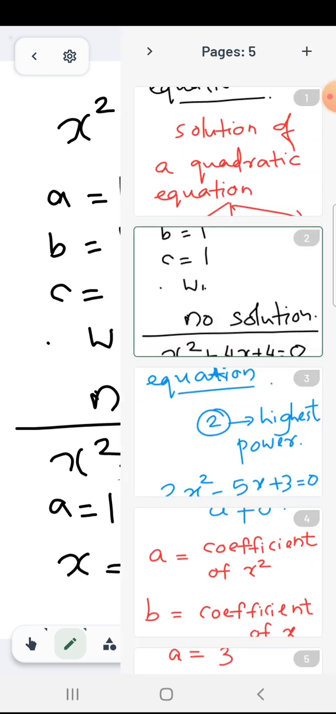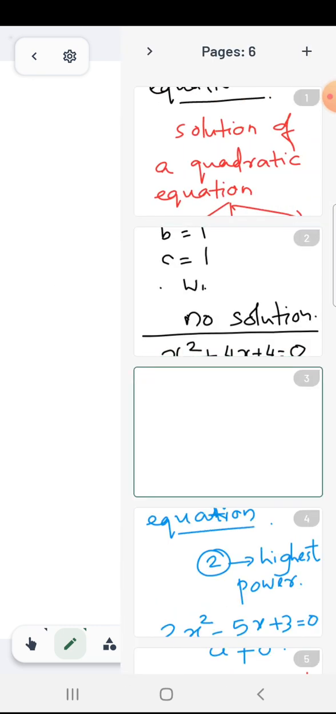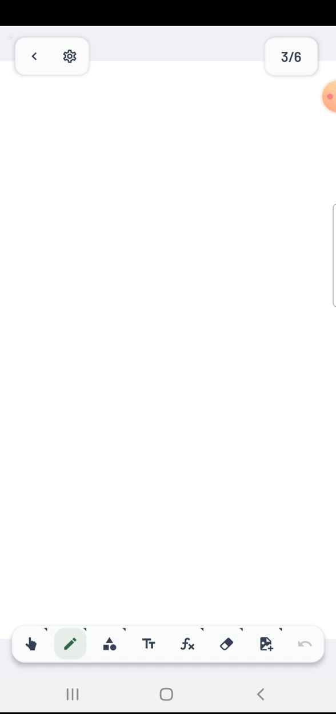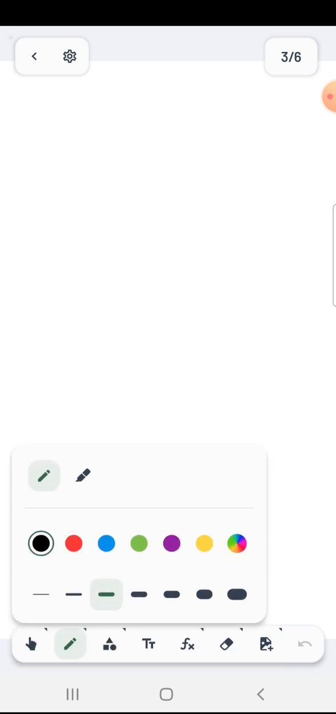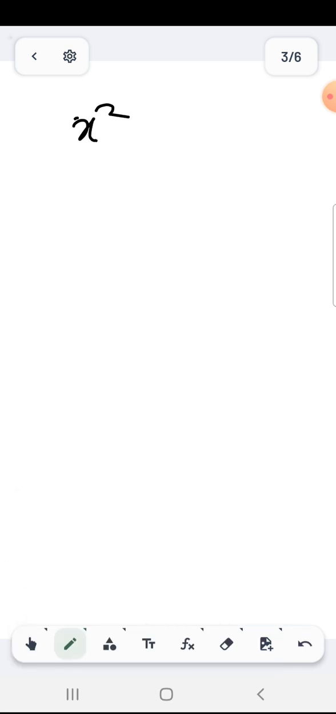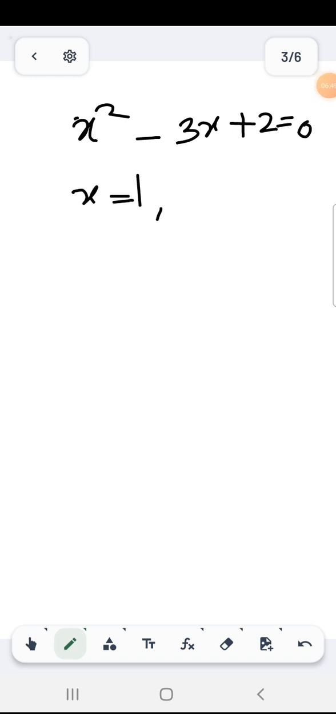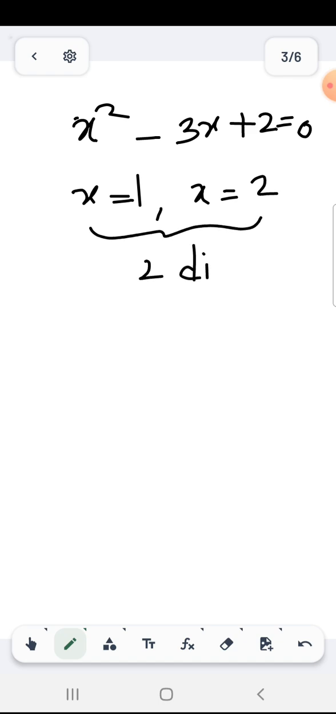And another equation, if we take x square minus 3x plus 2 equal to 0. When you solve this, you will get x has two values, x is equal to 1 and x is equal to 2. So these are two different answers, right? So different solutions. So these are the two types of solutions.